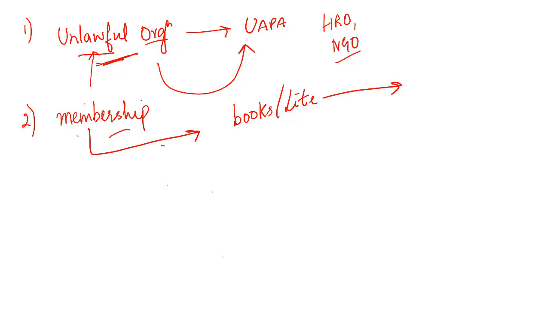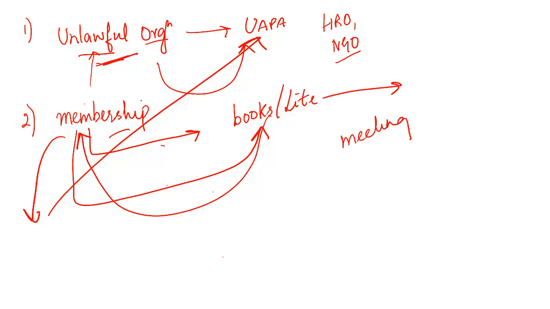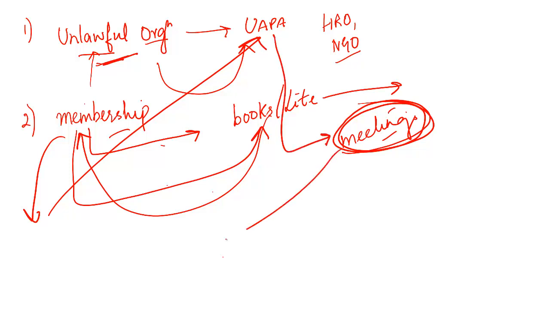But the law states, if I am in possession of books or literature about these unlawful organizations, about these terrorist organizations, that also means that I'm a member of these organizations. And if I'm a member of these organizations, I will be penalized under the Unlawful Activities Prevention Act. Similarly, I want to conduct more research about Maoists or the separatists, and I'm attending their meetings so that I can get to know what their leaders talk about, what their ideology is, or how they communicate to their masses. But if I'm attending meetings of these unlawful organizations or terrorist organizations, under UAPA it would amount to me being a member of such organizations and I will be penalized.